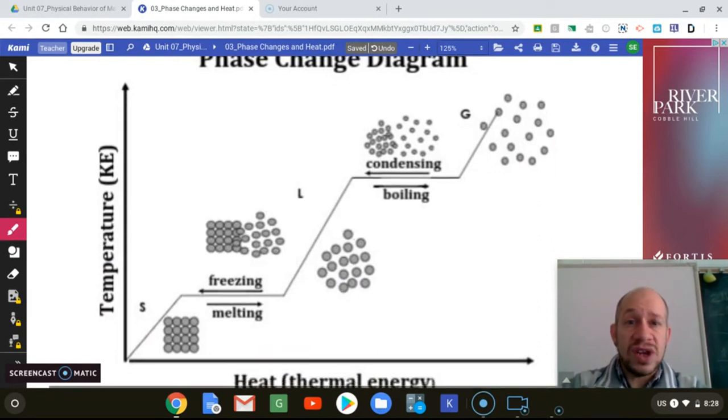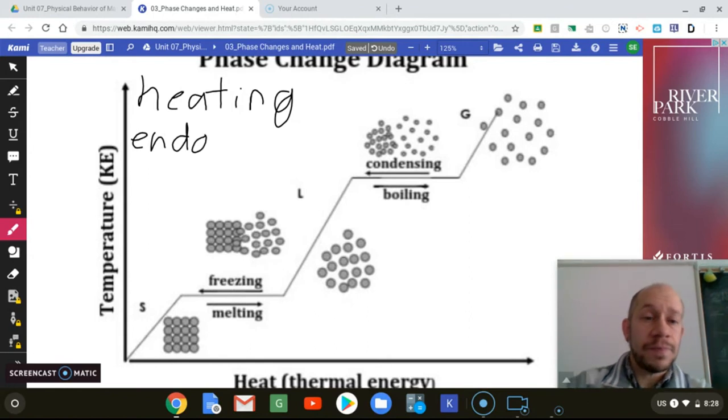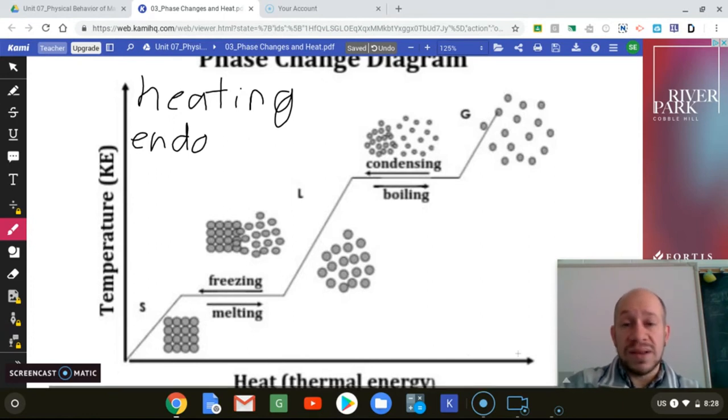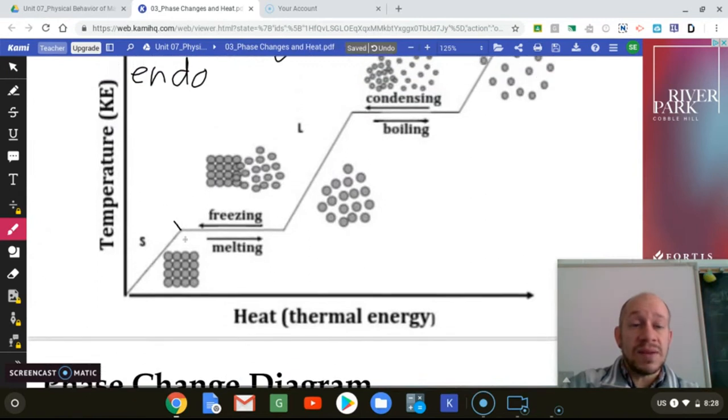The way the phase change diagram goes, this is what we call a heating curve, because I am putting heat into it. So energy is being absorbed. So this is an endothermic heating curve. I start down here at the bottom. So as I add constant heat across the top, across the x-axis, the y-axis is our measure of average kinetic energy, or our temperature. So as I add heat, I am at a solid phase until I reach this point right here. And that is going to be the melting point.